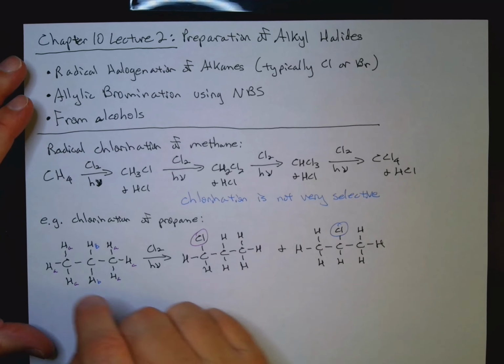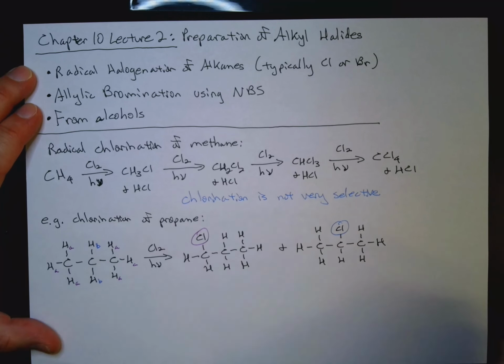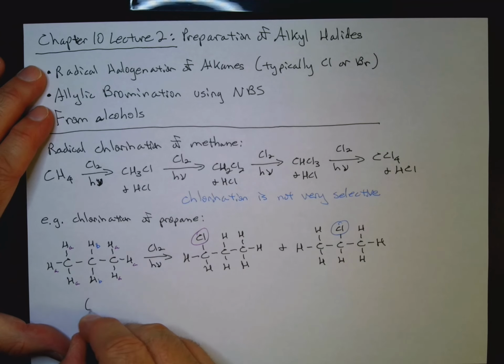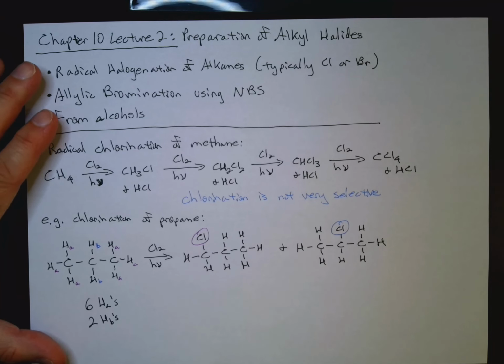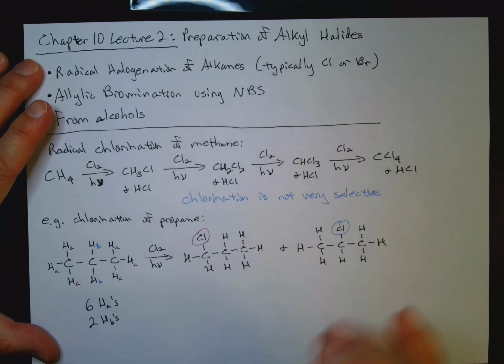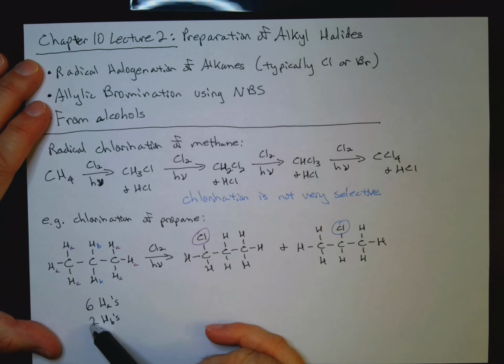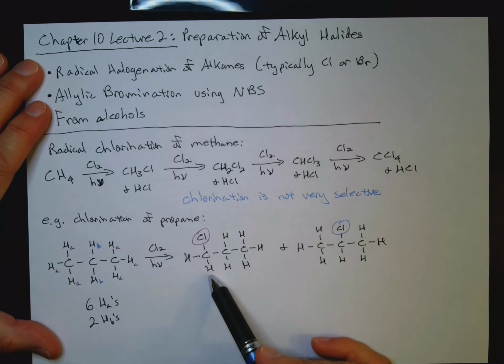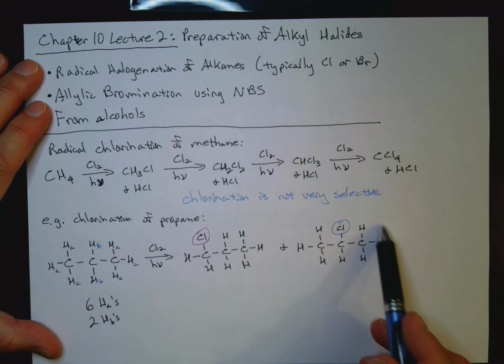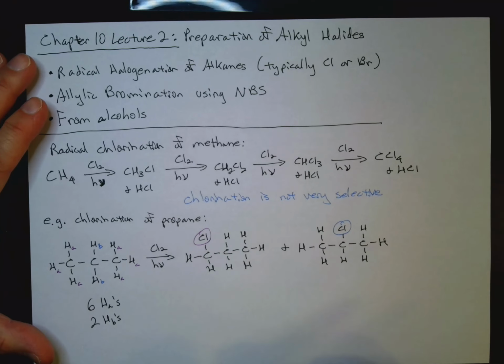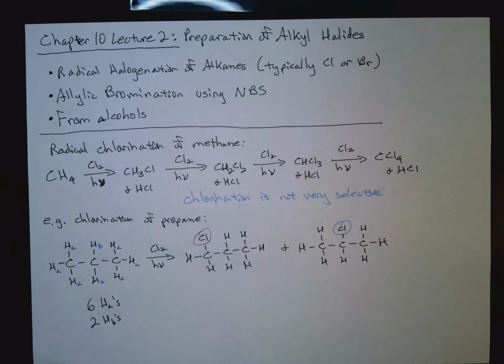Now let's take a look. We've got 1, 2, 3, 4, 5, 6 HAs and 2 HBs, which would mean we would expect a product ratio of 6 to 2, or 3 to 1. We should have 3 times as much of this as we do of this. But it turns out that that's not the case.